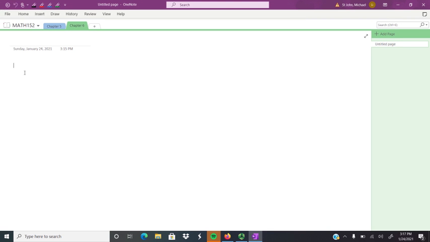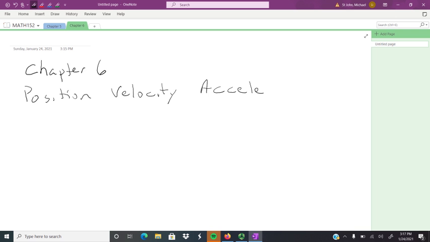On to Chapter 6. So first deals with position, velocity, and acceleration.